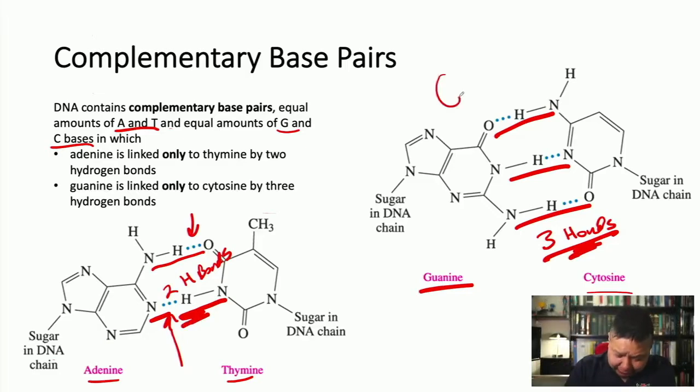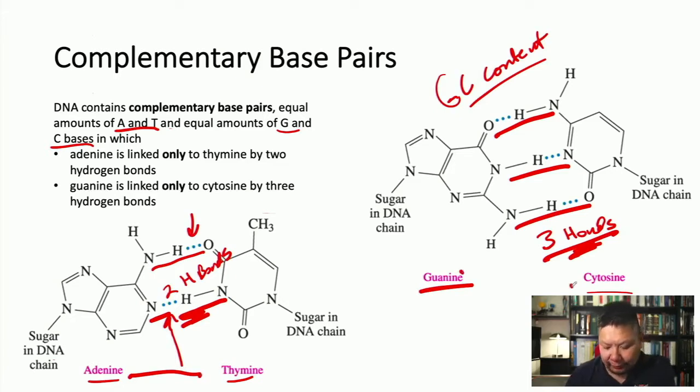GC content is very important in doing molecular biology work, right? GC content. And we'll talk more about that later on. But just remember, between adenine and thymine, right, 2 hydrogen bonds. Between guanine and cytosine, 3 hydrogen bonds.